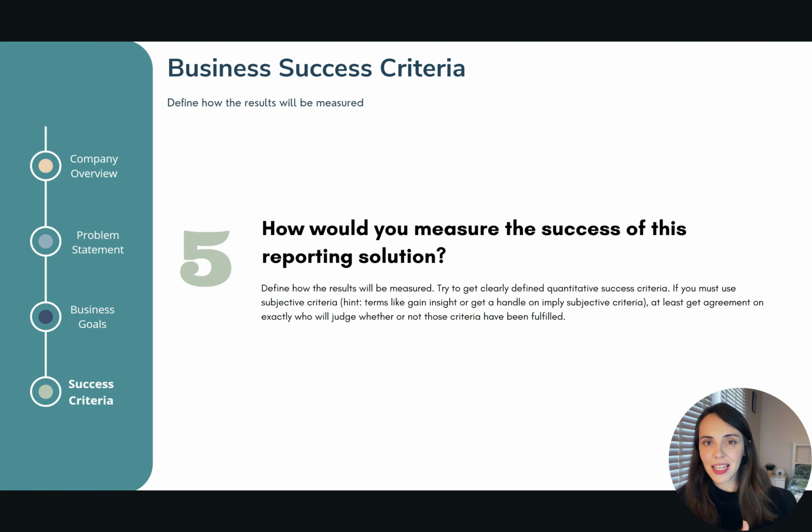If for some reason, and I know it happens more often than it should, you can't really have a measurable success criteria, you should at least get into an agreement with your stakeholders or your focus group on who is going to evaluate this more subjective criteria, so that we understand if it was fulfilled in the end or not, if this reporting solution is valuable or not.